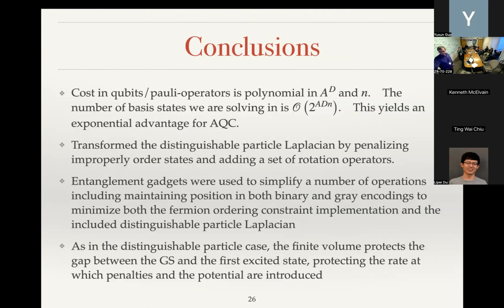And there's some fun things about the entanglement gadgets. Oh, and one other key thing here, since I'm doing finite volume, the gap to the first excited state is protected, right? Which is something you don't get in infinite volume. Right. Yeah, and so that's why I was able to actually evolve in a reasonable amount of time. So that's it.